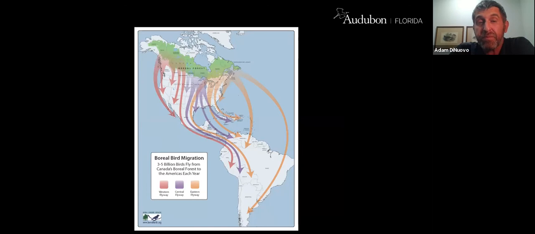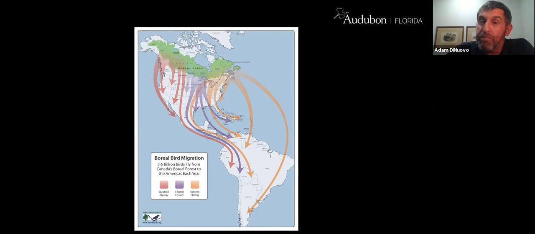Here's kind of the classic map you see. This is kind of how songbirds migrate, all those boreal nesters. There's a lot of different flyways, as you can see. And these are kind of the traditional maps. This is what everybody thought these birds did. Based on banding data and things like that, they have their basic flyways. They try to get there as directly as possible.